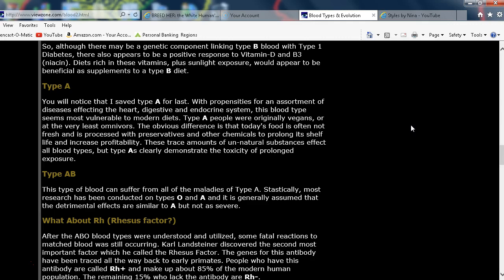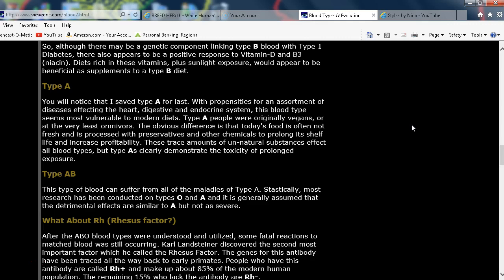This type of blood can suffer from all of the maladies of type A. Now, statistically, most research has been conducted on types O and A, and it is generally assumed that the detrimental effects are similar to A, which is not as severe.